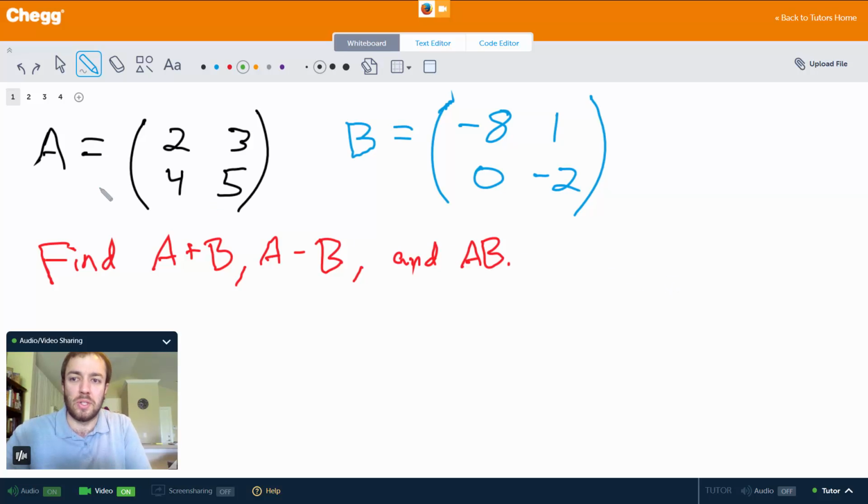And in this video we're going to do some matrix operations. So here we have the matrix A and the matrix B, where A is 2, 3, 4, 5 and B is -8, 1, 0 and -2.